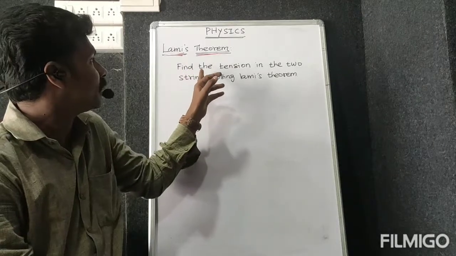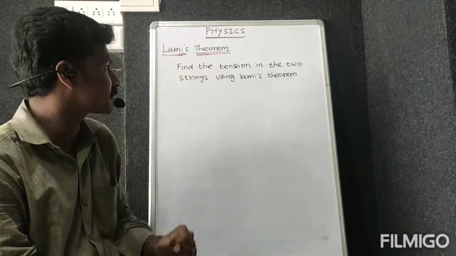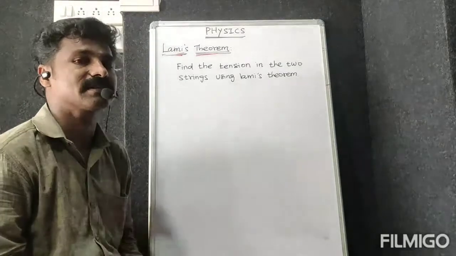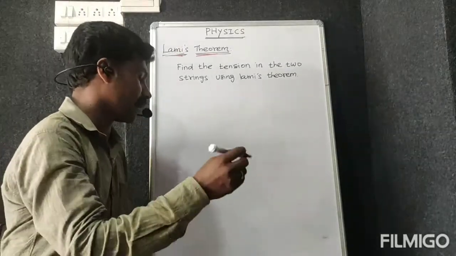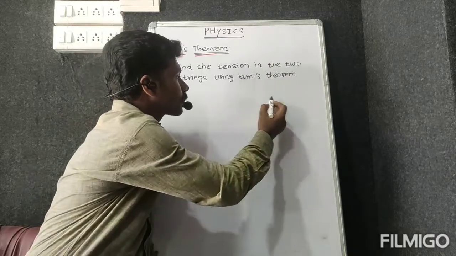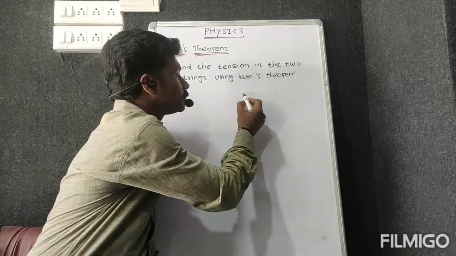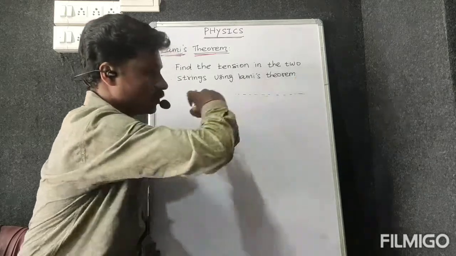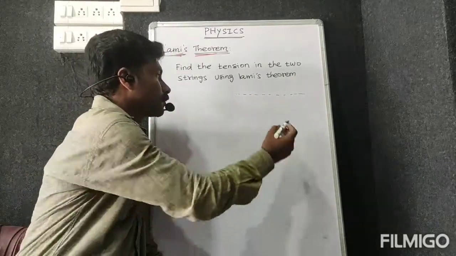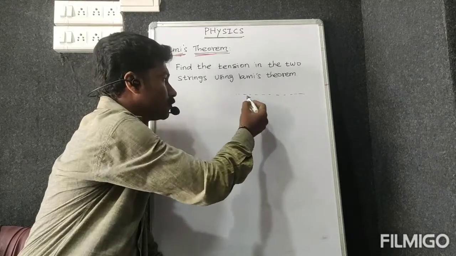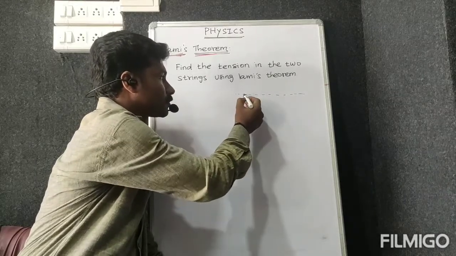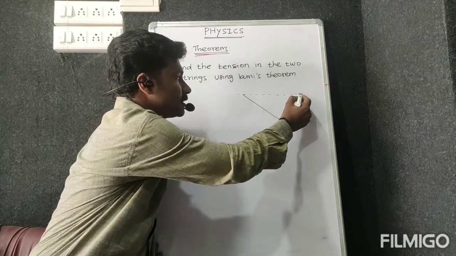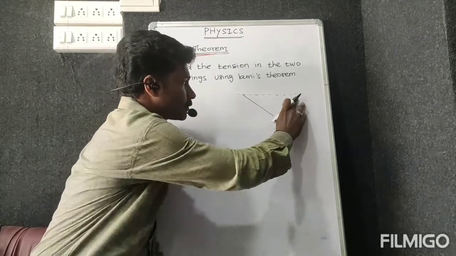See the question: find the tension in the two strings by using Lami's theorem. So here two strings are given. See this diagram, the actual question diagram. This is like a roof. Here two forces are acting. The first force is like this, and the second force is like this. So it is stretched.